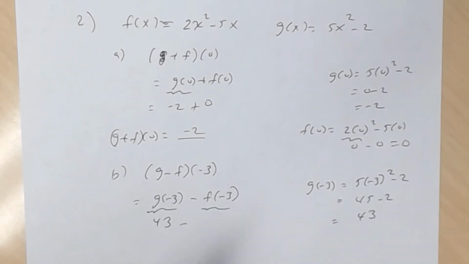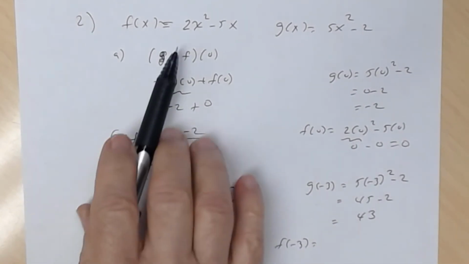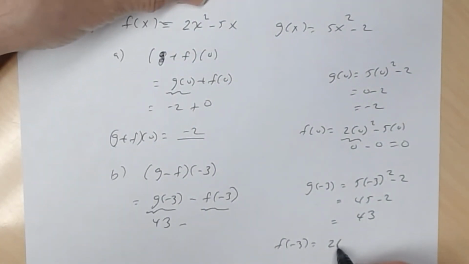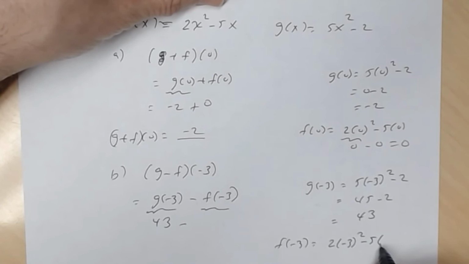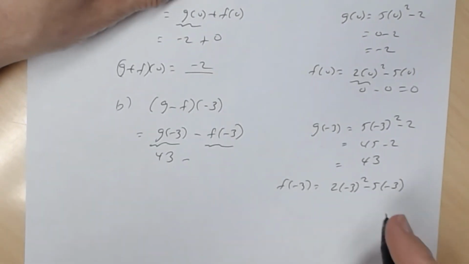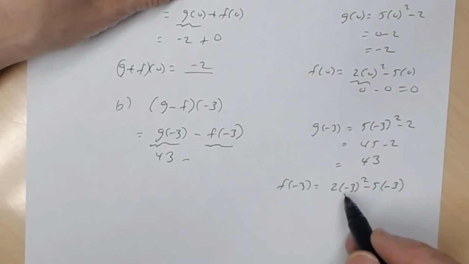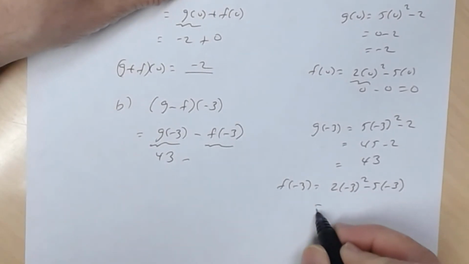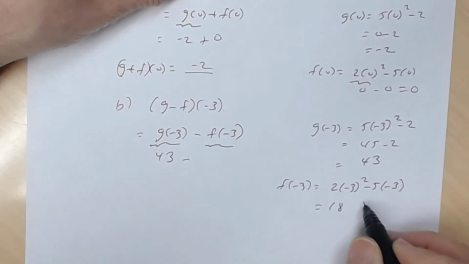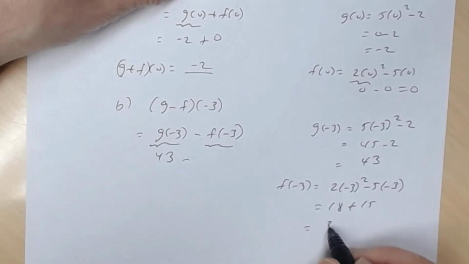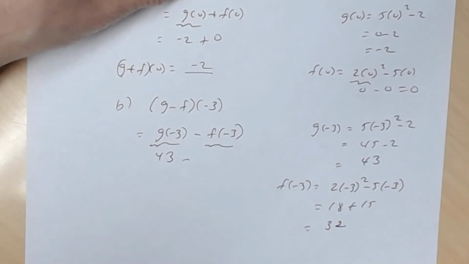Subtract. Now we got to find f of negative 3. So to find f of negative 3, remember I go to my function f. This time I'm going to substitute negative 3. So I get 2 times negative 3 squared minus 5 times negative 3. Order of operations, I'm going to do the exponent first. Negative 3 times negative 3 is 9. Then I'll multiply. 9 times 2 is 18. A negative 5 times a negative 3 is a positive 15. And when I add them up, I should get 33. Okay?